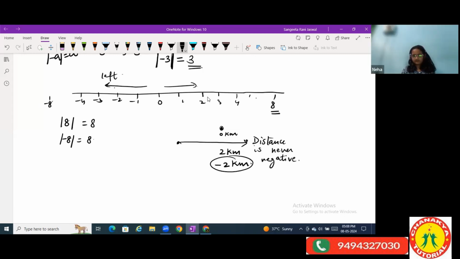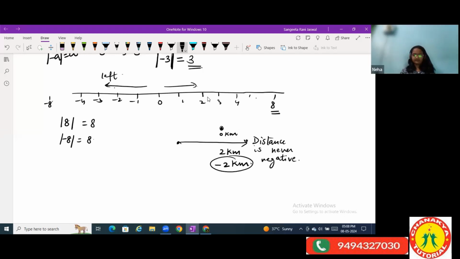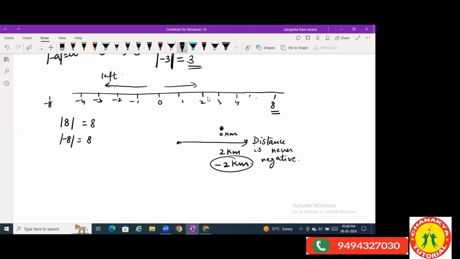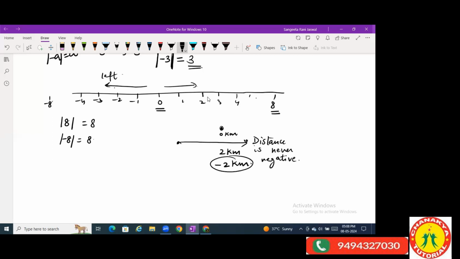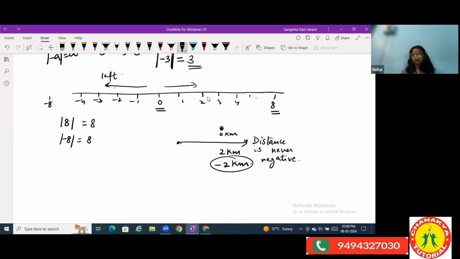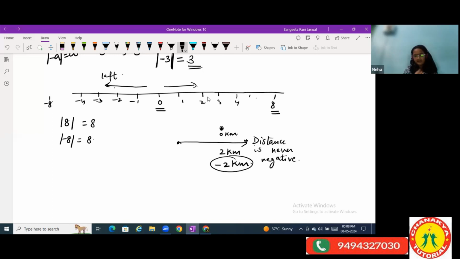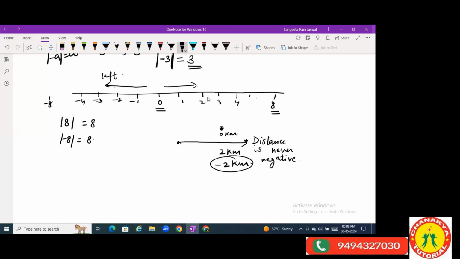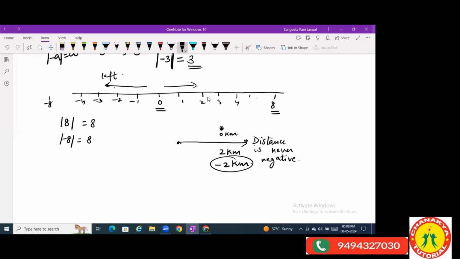All right. So here we can say absolute value of 8 is also 8 and absolute value of minus 8 is also 8 only. Right? Because minus 8 is 8 units away from 0 towards the left side. Positive 8 is 8 units away from 0 towards the right side. I hope you are understanding. Great. Okay, let's take some more examples on this.